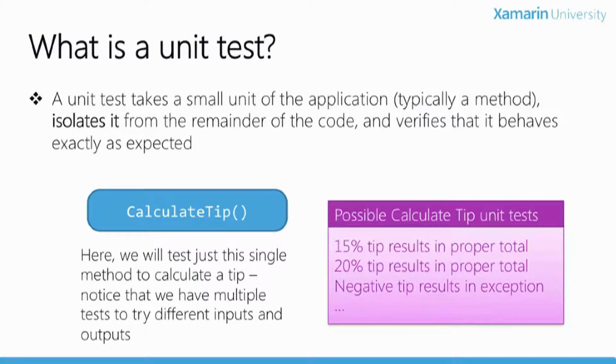A unit test takes a small unit of the application, which is typically a method, isolates it from the remainder of the code, and verifies that it behaves exactly as you expect. So you can see the calculate tip method. We've got some possible calculate tip values. If we pass in 15%, it should result in the proper total. Likewise, a 20% tip would result in the proper total. If we supply a negative tip, then we should actually expect an exception to happen there. So we're testing not only the situations that work, but also the situations that shouldn't work.